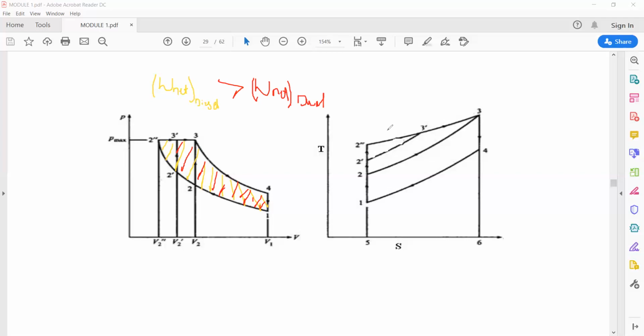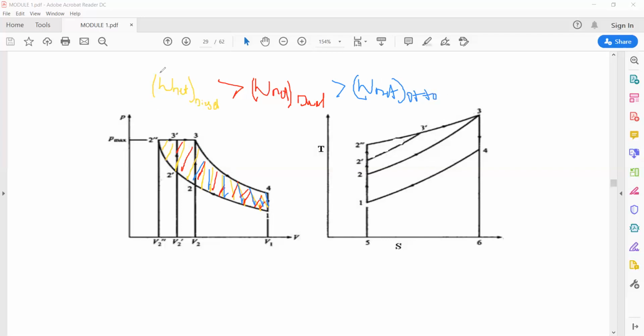Now the last one is Otto cycle. The area under 1, 2, 3, 4, 1 will give you the net work obtained from the Otto cycle. So which is less? The least area is for Otto cycle.